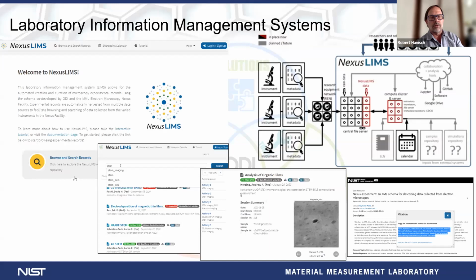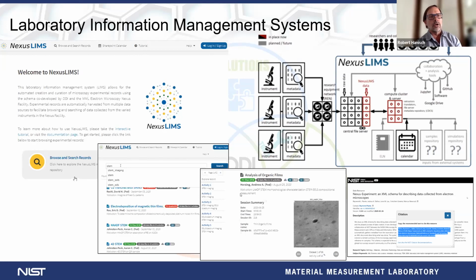A very important feature of it is metadata extractors. Many vendors provide data in proprietary formats. This is really an impediment to open science. And so working across our organization and with other organizations, we're developing tools that extract that metadata and open it up into open formats so that it can be much more easily reused.